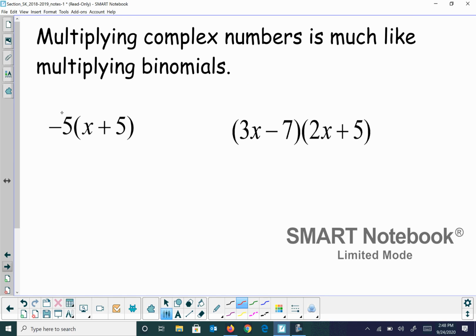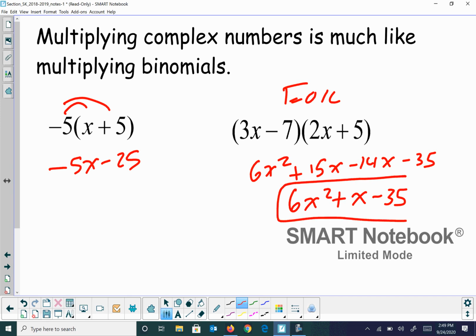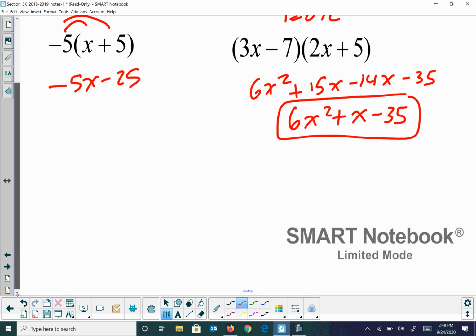Okay, multiplying numbers. So this is just basic algebra 1. And then FOIL this one. So that's going to give me 6x squared plus 15x minus 14x minus 35, which is going to give me 6x squared plus x minus 35. Okay, basic algebra 1, right?